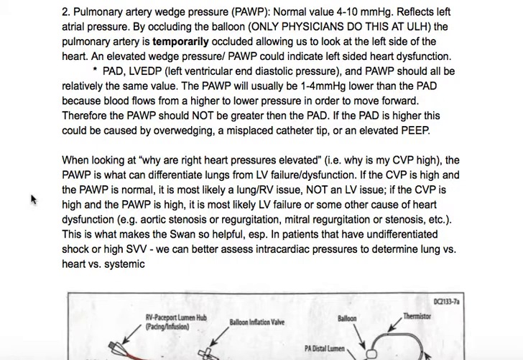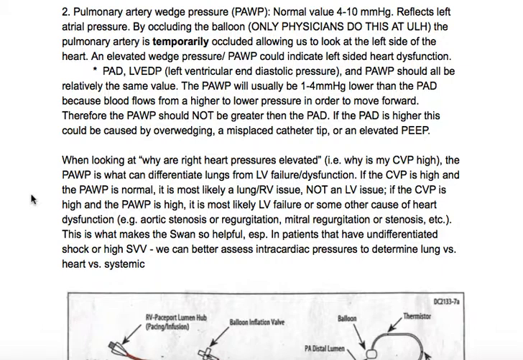As far as numbers go, your PAD, pulmonary artery diastolic pressure, your LV EDP, abbreviated for left ventricular end diastolic pressure, and your wedge pressure should all be relatively the same. Your wedge pressure is usually a little bit lower than your diastolic just because of the pattern of blood flow. Your blood flows from a higher to lower pressure in order to move forward. So your wedge is going to be a tiny bit lower. But it's helpful to know that those numbers should all be relatively close.